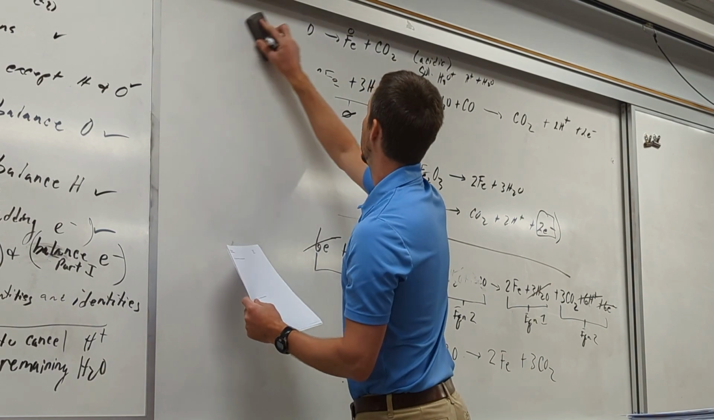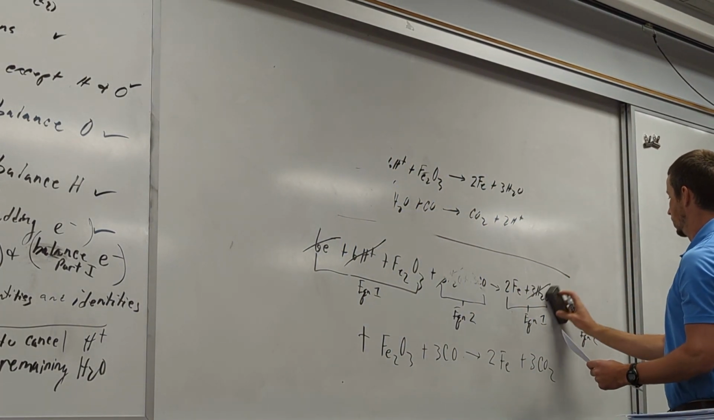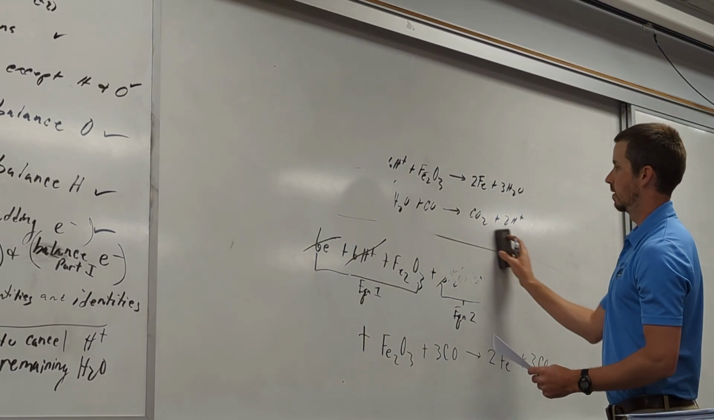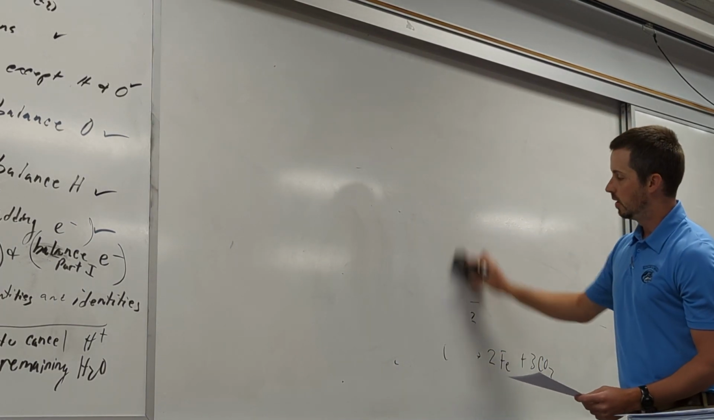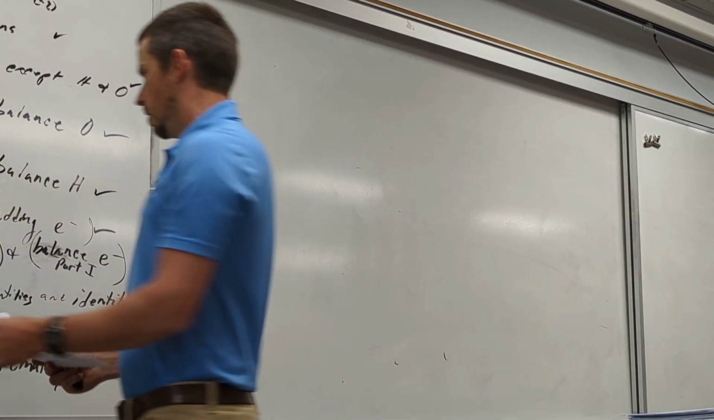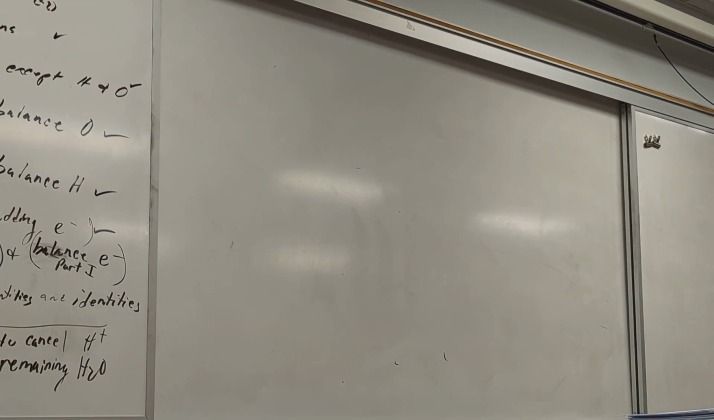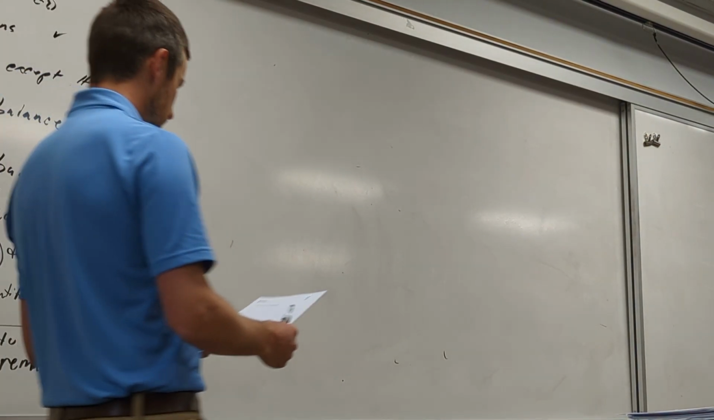Wait, I do have a question. For the part where it says if in basic solution add OH to cancel H plus and form H2O and cancel the remaining H2O, after what step are we supposed to do that? You can do it at the end. You can do it right after you balance the charge. That's fine. So if we add hydroxide to cancel out the hydrogen ion, and then we balance whatever's left over, I believe we should get to the same spot. That's what we did. Okay.